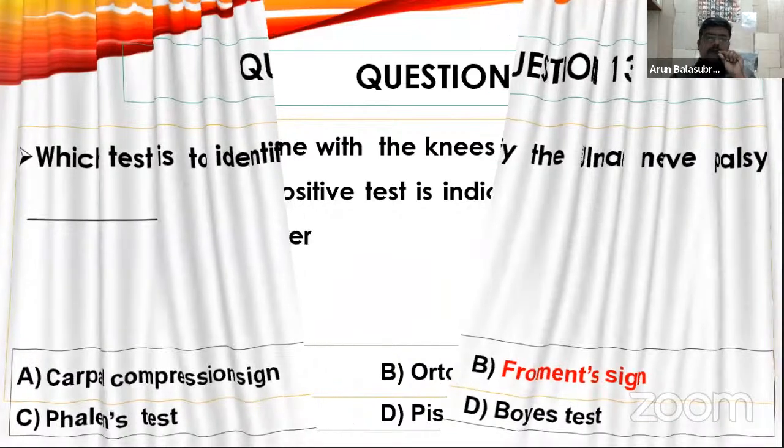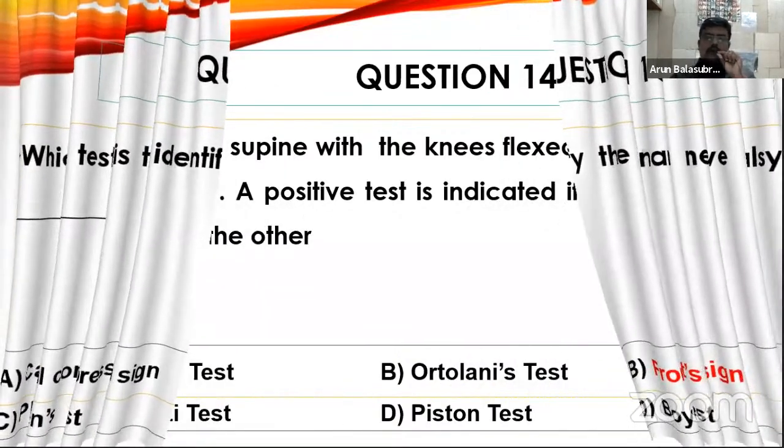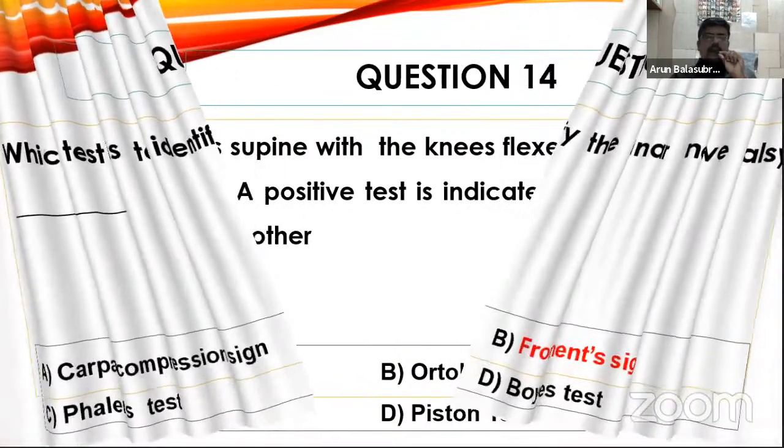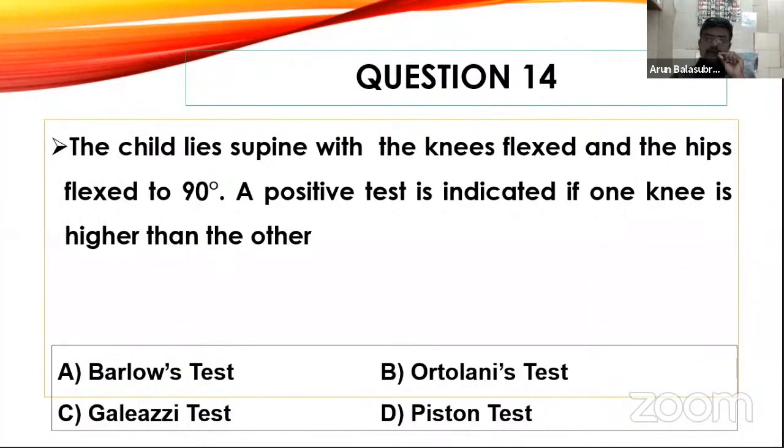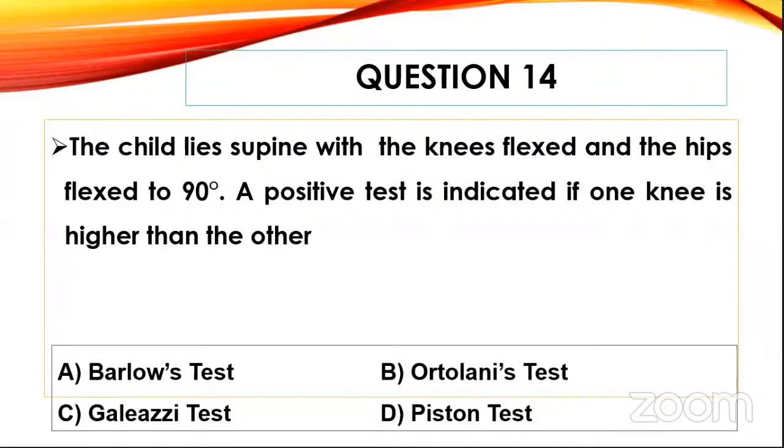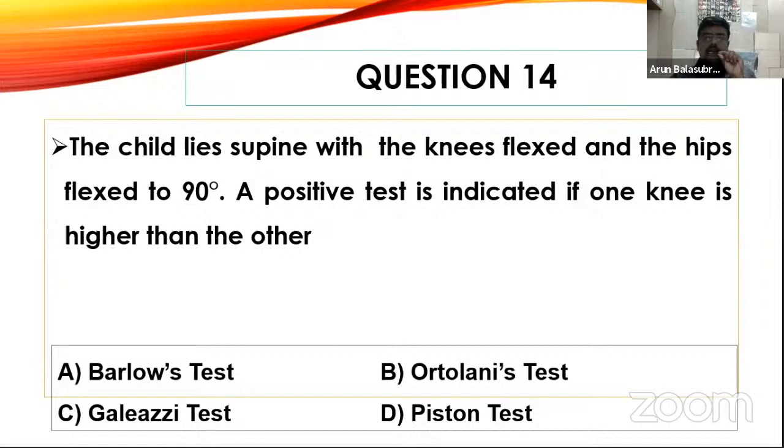Right, question number 14. Now we are going to the lower limb. The child lies supine with the knees flexed and the hips flexed to 90 degrees. A positive test is indicated if one knee is higher than the other. This is for congenital hip dislocation, which they now term developmental dysplasia of the hip. So what is the name of this test? Is it Barlow test, Ortolani test, Galeazzi test, or piston test?